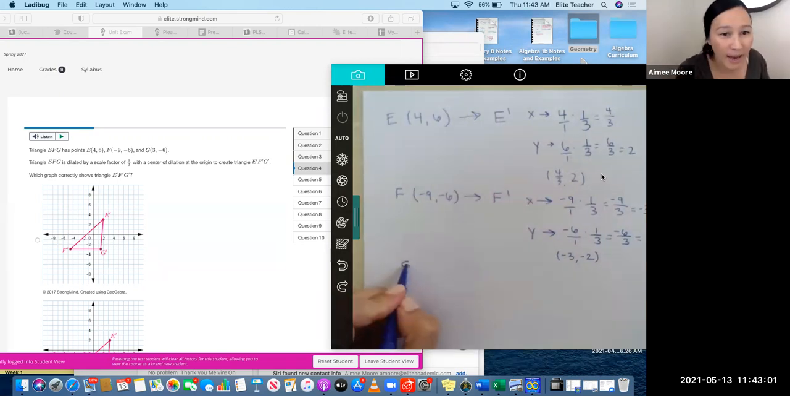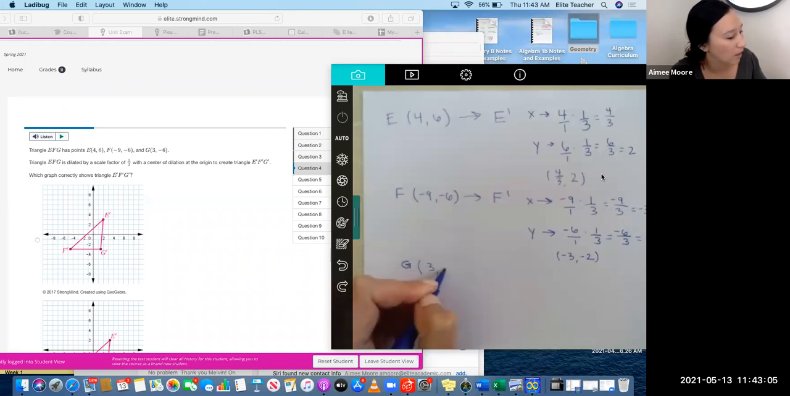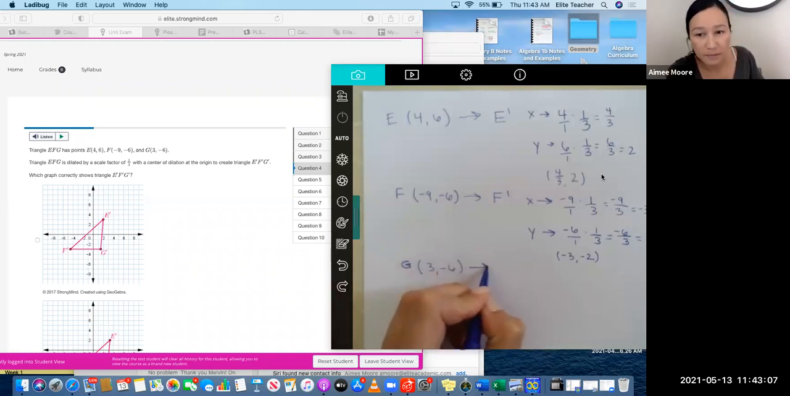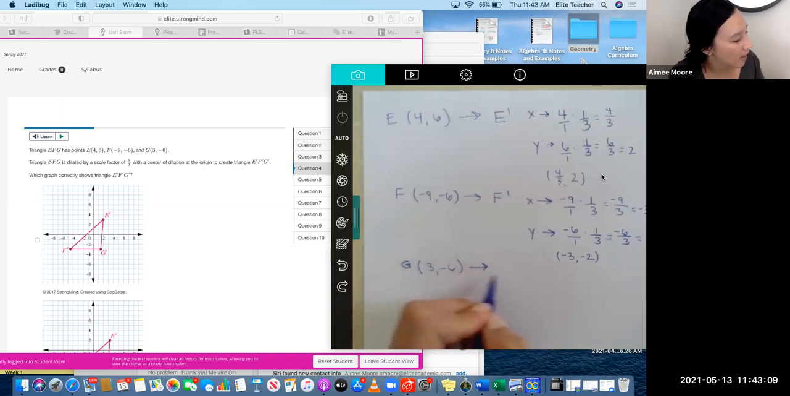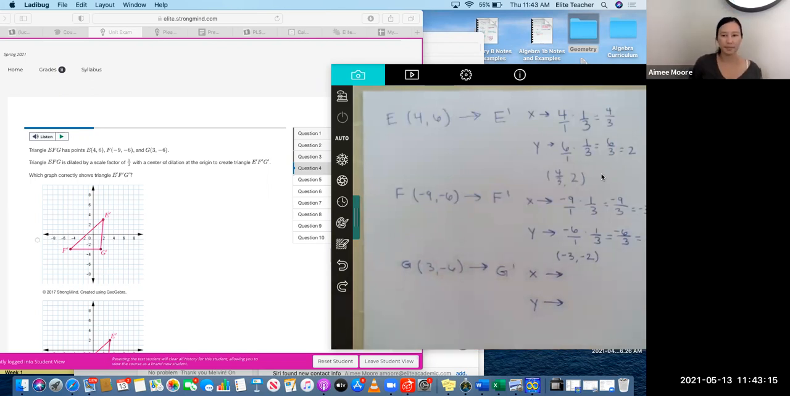Why don't you guys go ahead and tell me what you get for G prime? So G is 3, -6. Go ahead and find the X value and the Y value of G prime.